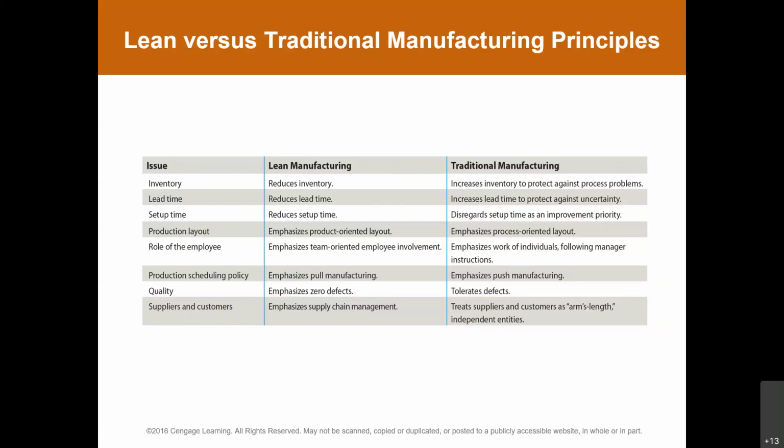So let's look at it from this perspective. When we talk about lean, we're talking about inventory, lead time, setup time, production layout, the role of employees, the production scheduling policies, quality, and suppliers and customers. And so each of these items have a process involved and various objectives, especially in manufacturing. The idea here is to reduce waste, to reduce inventory sitting on shelves, to reduce the amount of time it takes to set things up, so forth and so on. The concept behind anything lean is to improve efficiency. Efficiency, that's really the key term here, is to improve efficiency when we talk about lean processes.